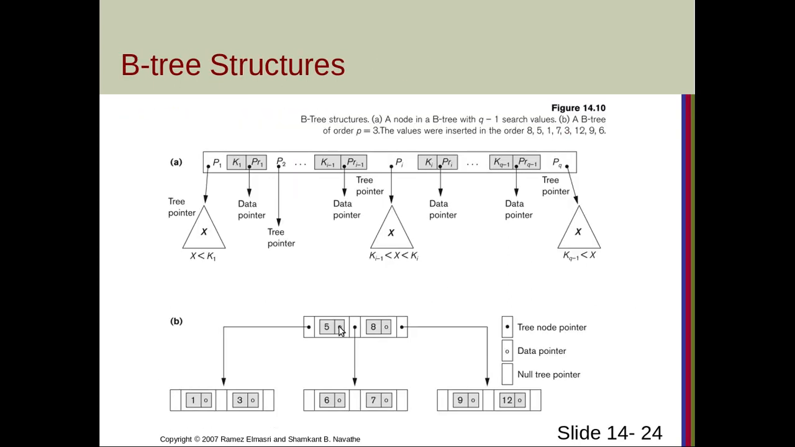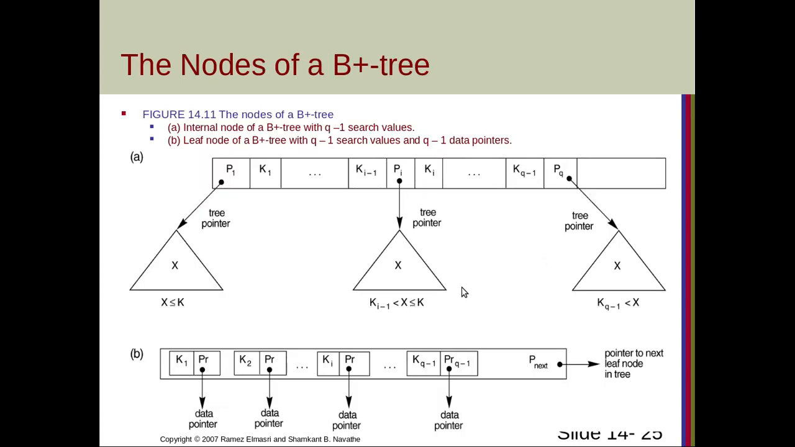Then 8 is also pointing to some other data record. Left of that 5 you have a pointer to a block, and in that you have two key values 1 and 3. In between 5 and 8 you have another pointer which is pointing to 6 and 7, and whatever is in between 5 and 8 has to be kept there. If the key value is greater than 8, that has to be kept on the right subtree. So this is very easy to understand. This is the basic B tree data structure.